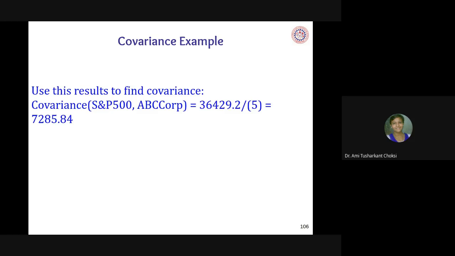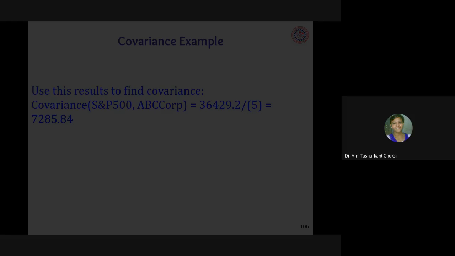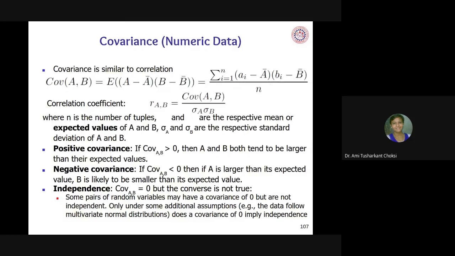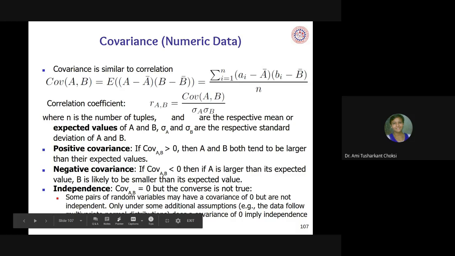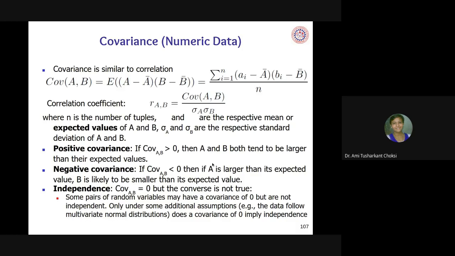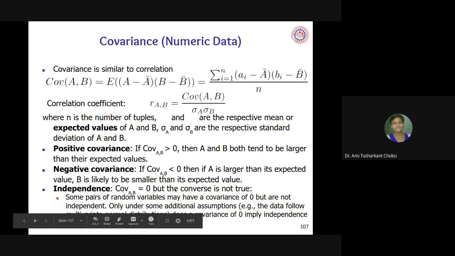Before, we were saying whether the covariance is positive or negative. Here we are saying that if this value is greater than 0 or less than 0, what do we say about whether A is larger than the expected value and B is smaller or not. That larger or smaller relation is what we are trying to find. And for independence, we can say that covariance of AB is equal to 0. But the converse is not true.